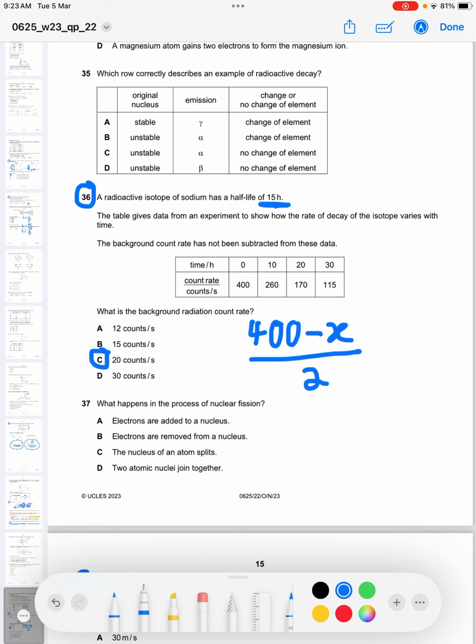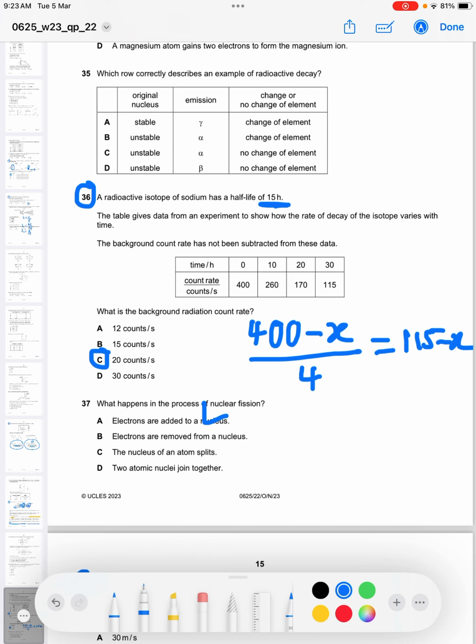After 30 hours, why am I even considering 30 hours? We divide again by 2. So dividing this by 2 becomes this by 4. So that is the new count rate after 30 hours, which is after 2 half-lives. Why did I consider this? Because I did not have 15 here, so the only thing that I had was 30. So in other words, the new count rate after 30 hours should be equal to 115 minus the background count rate, because that's the count rate without the background count rate. Should be 115 minus x.